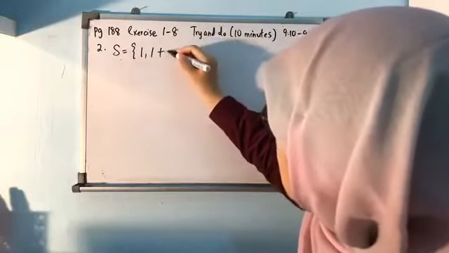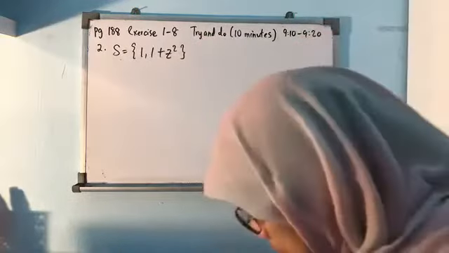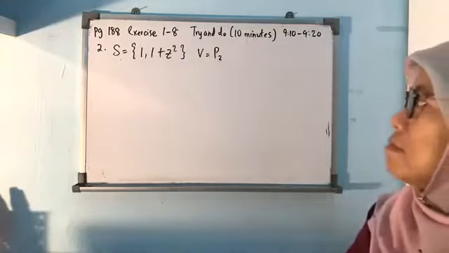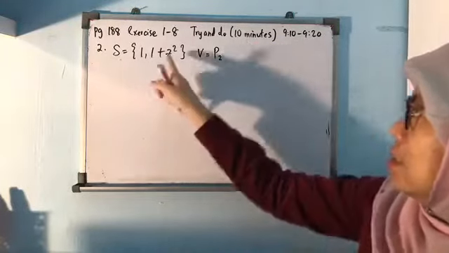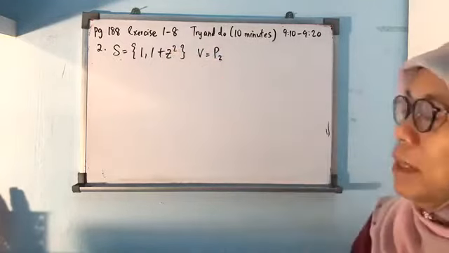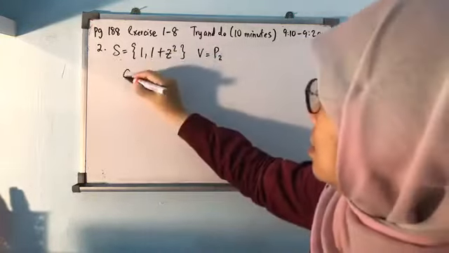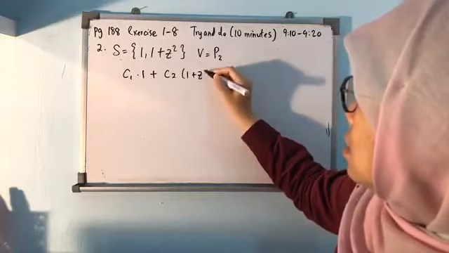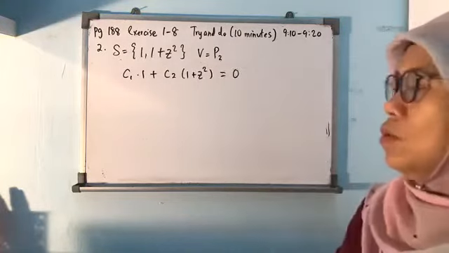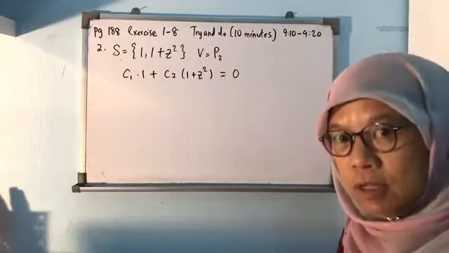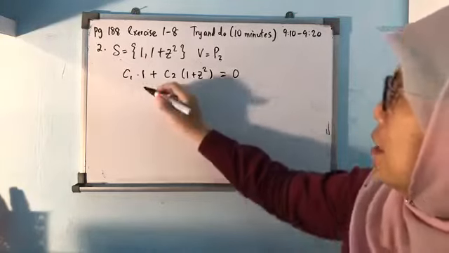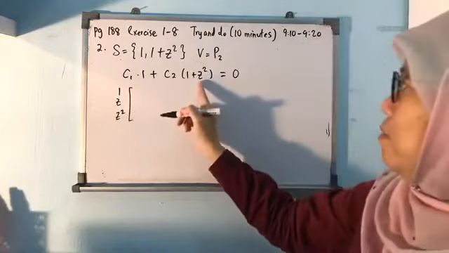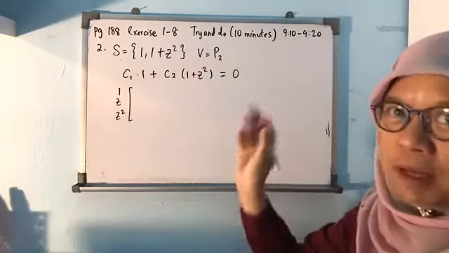1 and 1 plus z squared. Okay. Now V is P2, sebab ada dua, kuasa dua. So V is P2. So you will write C1 times 1 plus C2 times 1 plus z squared equal 0, because the zero vector for polynomial is 0. Okay. Then remember we do this. So 1, z, z squared. Before this we use t or x. So it doesn't matter, I can use z.